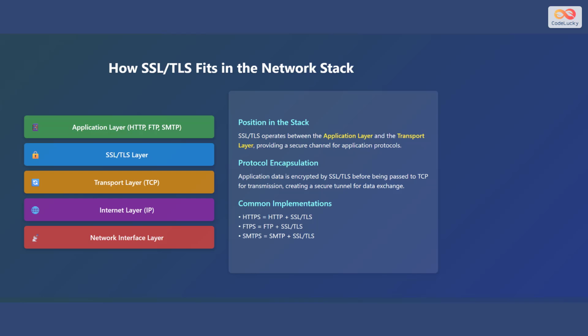SSL/TLS operates between the application layer and the transport layer, providing a secure channel for application protocols. Application data is encrypted by SSL/TLS before being passed to TCP for transmission, creating a secure tunnel for data exchange. Examples of this include HTTPS, which is HTTP plus SSL/TLS, FTPS, which is FTP plus SSL/TLS, and SMTPS, which is SMTP plus SSL/TLS.